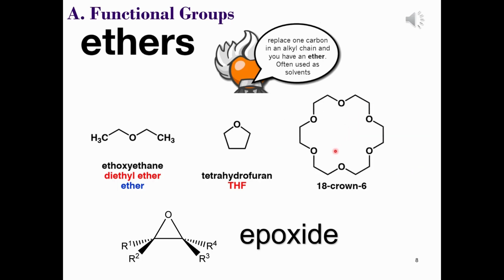Now, another special type of cyclic ether that you'll meet later in this course is called an epoxide, and this contains a three-membered ring where one of those atoms is an oxygen. These are very strained and therefore are highly reactive, unlike the other ethers. We'll talk about these in later chapters.